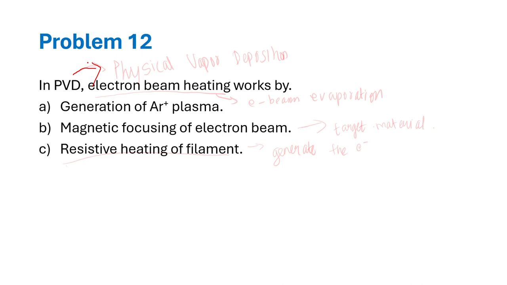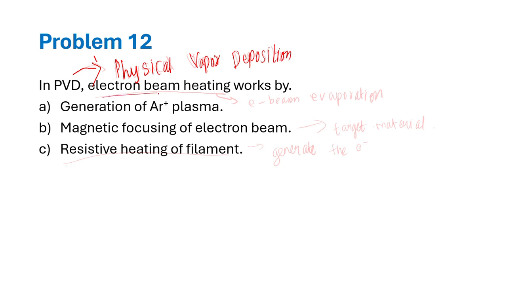Earlier, I think in an earlier question we saw that. Is it resistive heating? No, it can't be, right? We are heating the filament. Resistive heating is what is causing the temperature in the filament to increase. But at a particular point, the electrons will gain enough energy to come out of the filament. That is what is happening. Magnetic focusing is to control the direction of the beam.